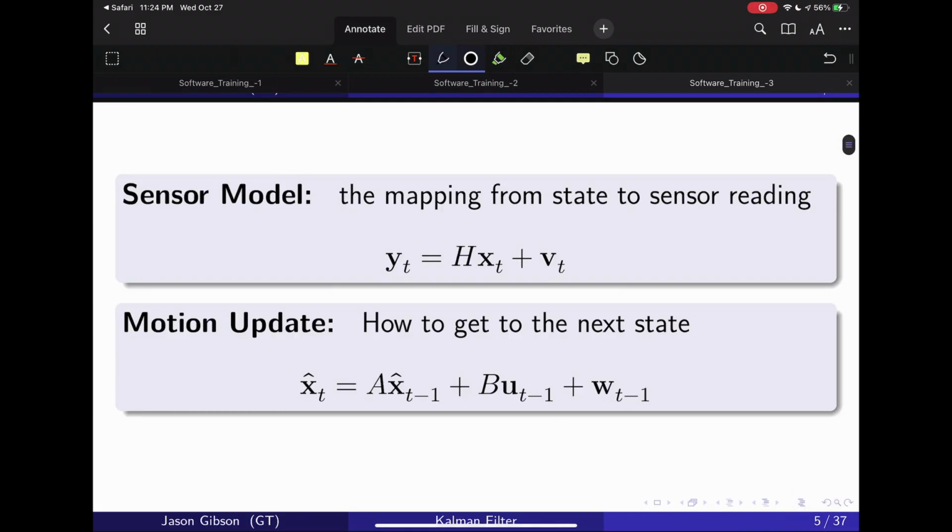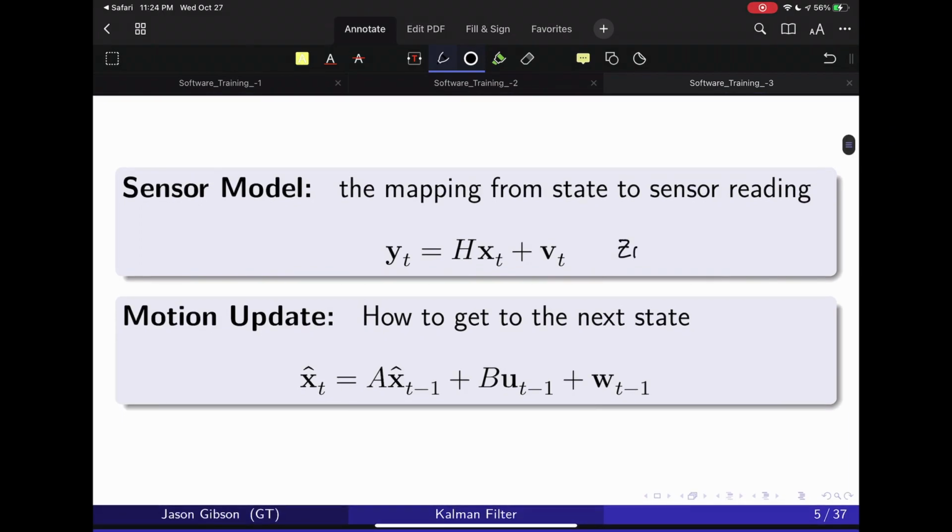So to start off with, you'll have sensor models and motion models like we had earlier with the particle filter. So remember we had that z of t is equal to some h of x of t plus some noise. We're going to have the exact same thing here, but now it's going to be represented by a matrix multiplication.